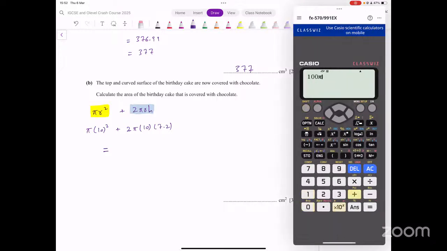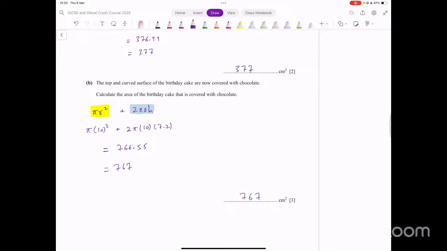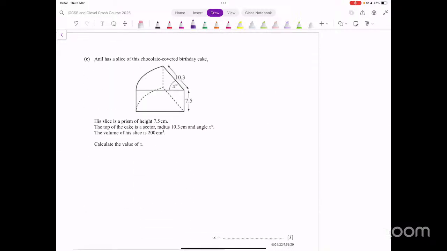100 times pi plus 2 into pi into 10 into 7.2. Okay, and that gives us 244 pi. They don't want an exact answer. We can write this in decimals. That's 766.55. Round it off to three significant figures, and that would be 767 as your final result. Okay, and that's what we were looking for. That's part B. Let's move on.